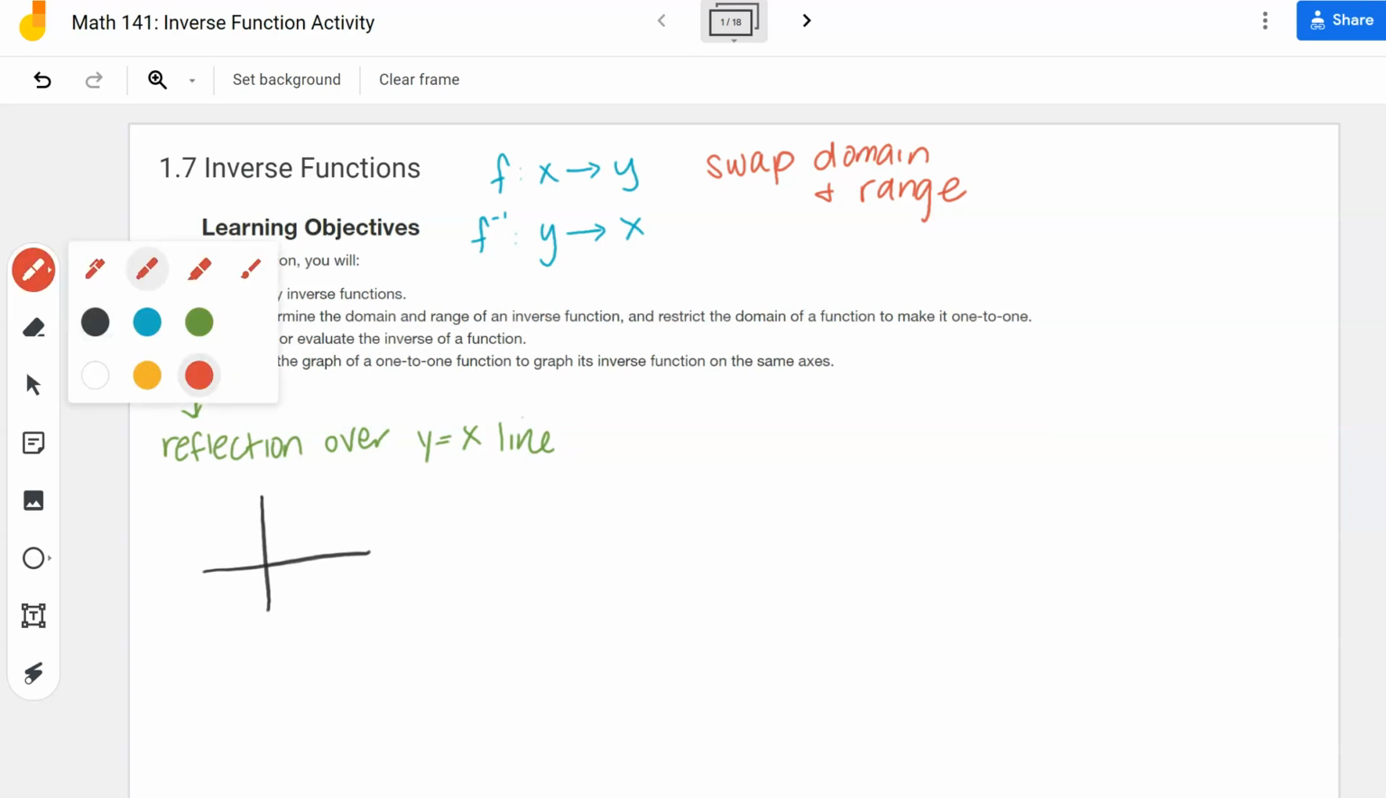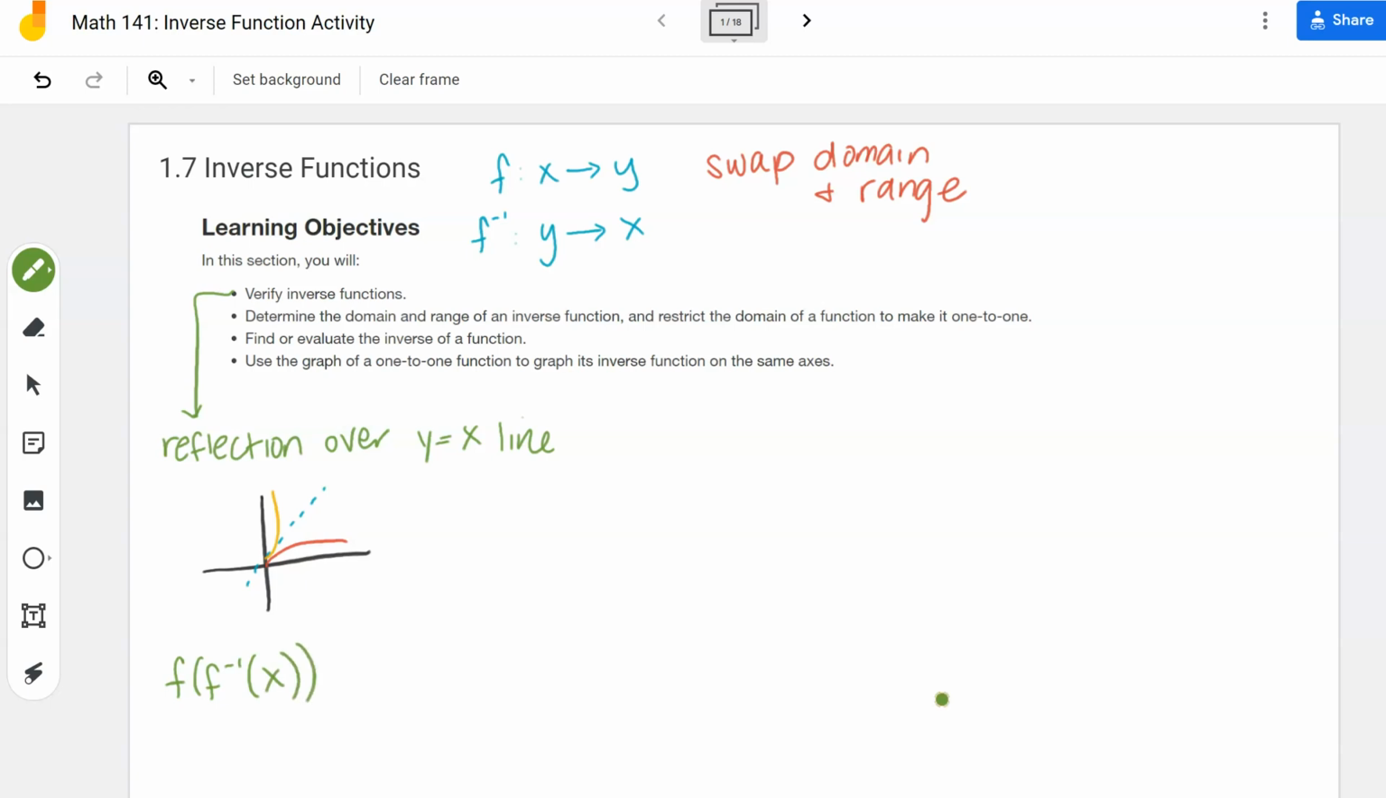So an example of that would be like, say we have that as our original graph. This is our y is equal to x line. What we would hope to see in our inverse function is something like that. So that was one way to check. The other was to use our composition of functions. If we throw the inverse function inside of the regular function, or vice versa, we should end up back with whatever value we plugged in.